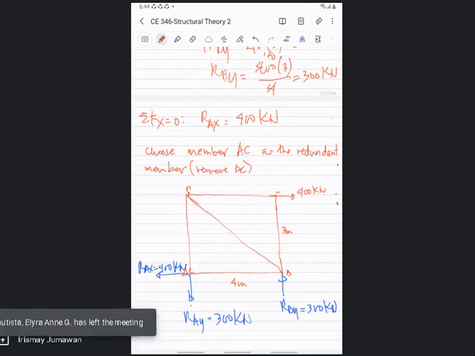Okay, you have to put each joint. You have to name each joint. So we have A, B, C, D. Okay, so I take AC as my redundant member. So I have to take AC. You can also take DB. It depends on which member you want to remove.